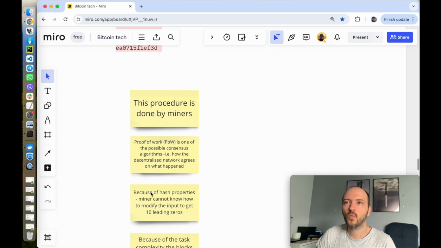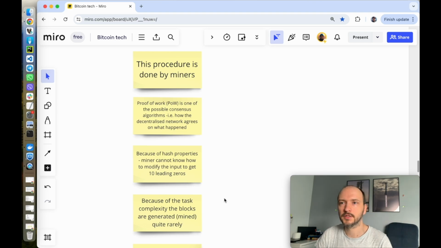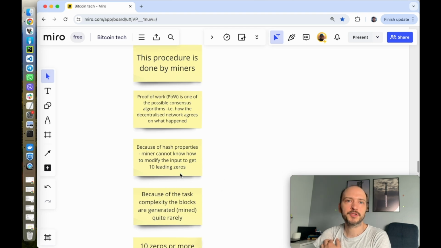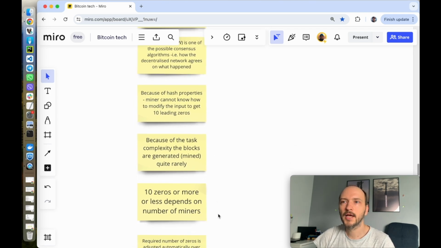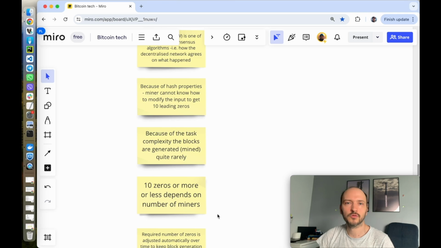It's one of the possible consensus algorithms, and consensus is basically how a decentralized network agrees on what is true, like what happened. Proof of work says that the thing that is true is this produced block. That's it. The block that has these 10 zeros at the beginning. Because of the hash properties, a miner cannot know how to modify the input to get 10 leading zeros. The miner should randomly check these different random numbers. And because of the task complexity, blocks are generated or mined quite rarely, not every second.